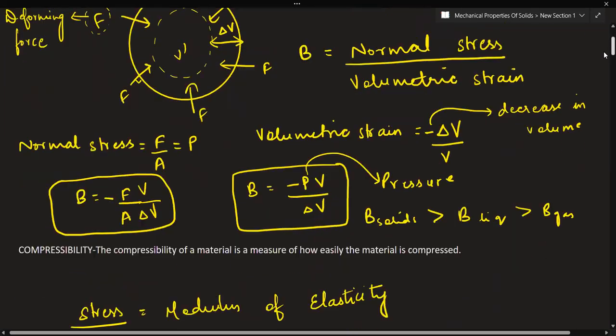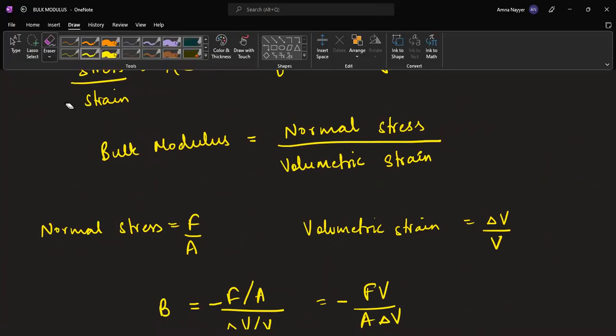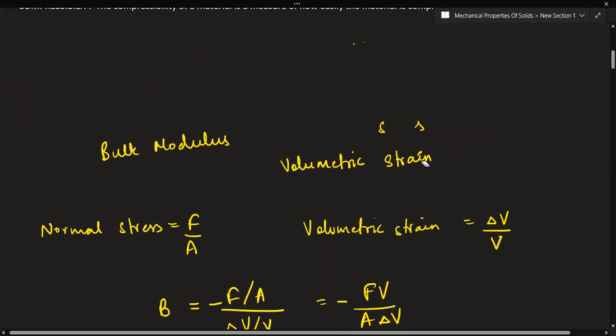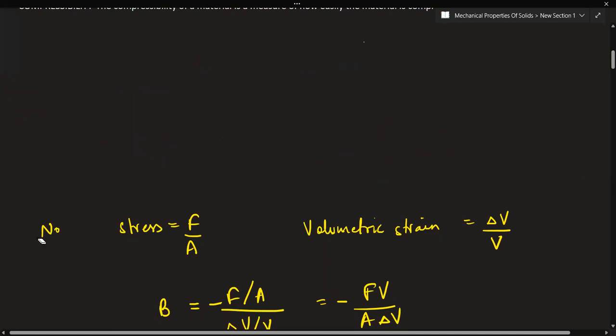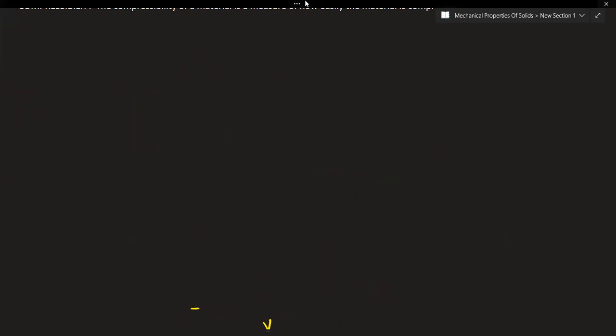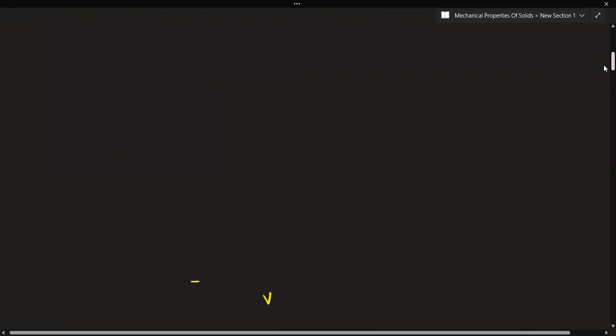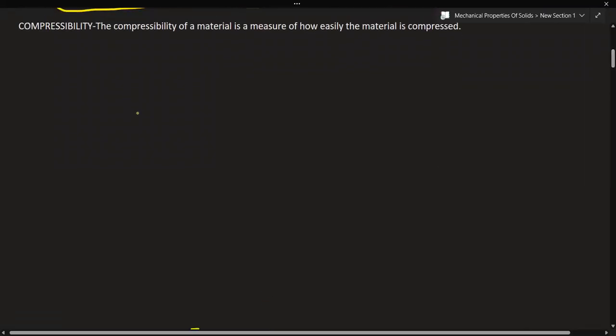We have another term known as compressibility. So compressibility is basically the reciprocal of this bulk modulus. Compressibility of a material is a measure of how easily the material is compressed. So in other words, you can say compressibility is just reciprocal of bulk modulus.